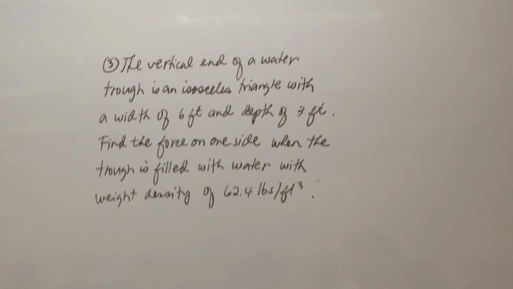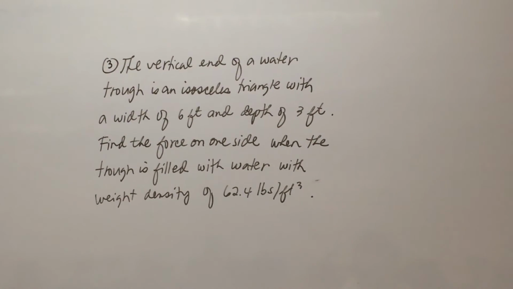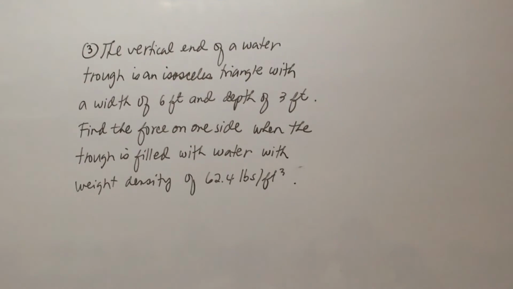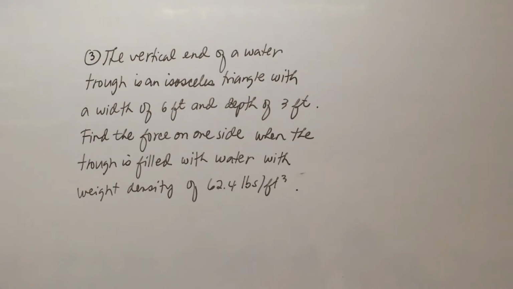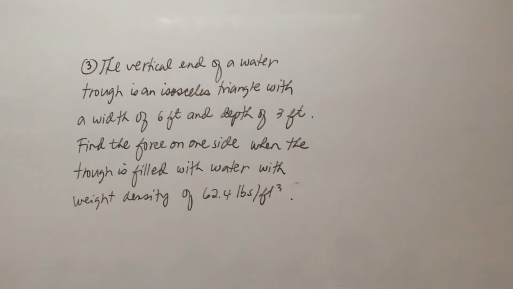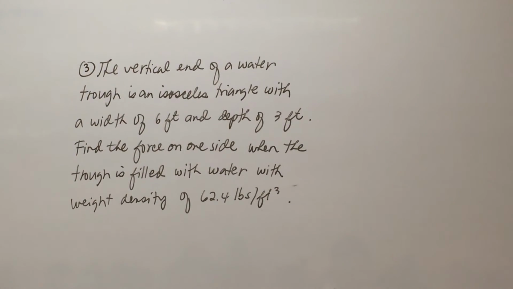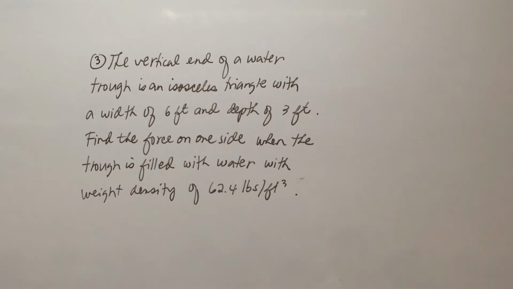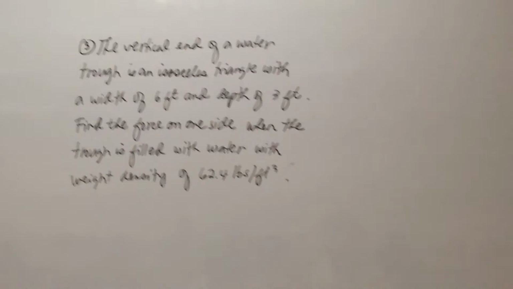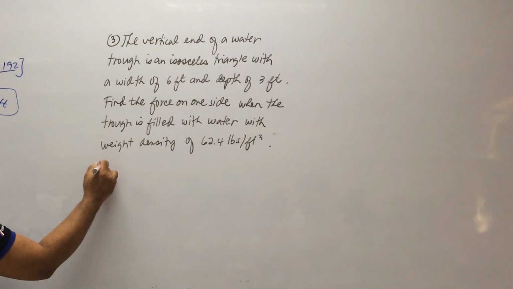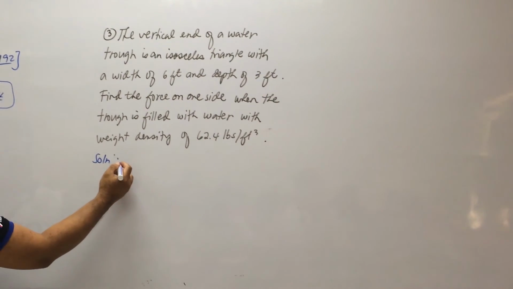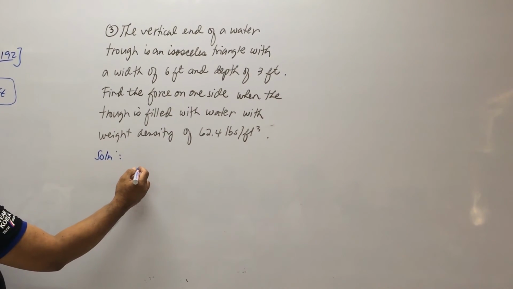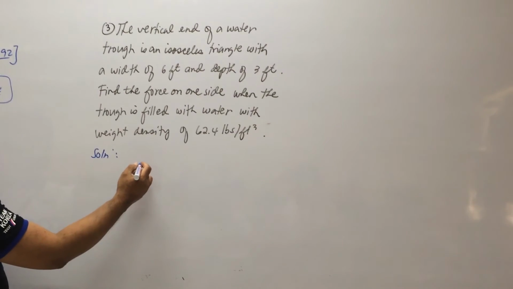Example number 3: the vertical end of a water trough is an isosceles triangle with a width of 6 feet and a depth of 3 feet. Find the force on one side when the trough is filled with water with weight density of 62.4 pounds per cubic foot. To solve this problem, let us draw the cross-section of this trough, which is an isosceles triangle.